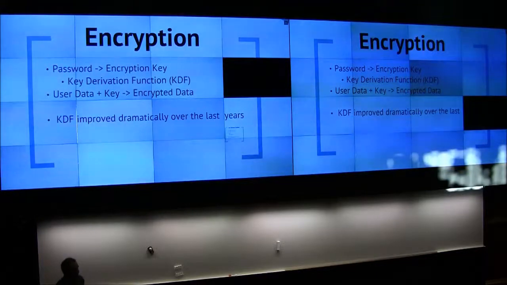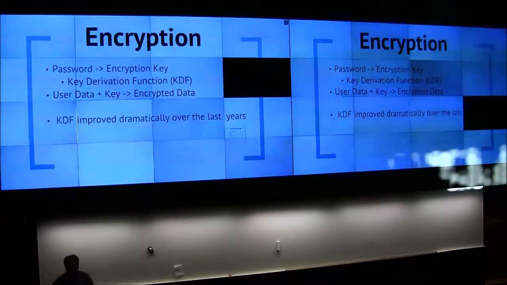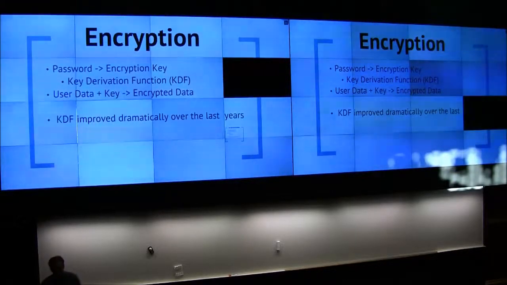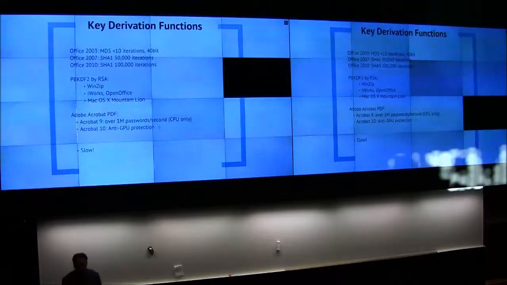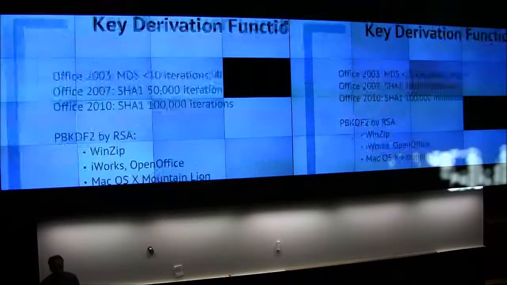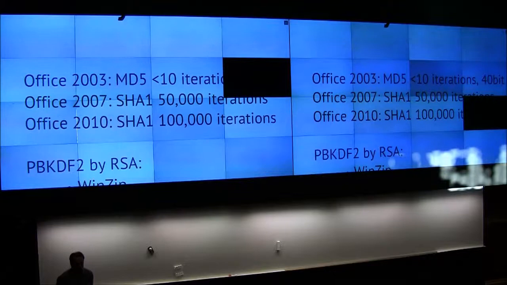When we have user data, an encryption key, and an encryption algorithm, we can encrypt the data and decrypt it, vice versa. KDFs have actually improved dramatically during the last several years in software that's used nowadays. So let's have a look. Let's start with Office. Before Office 2003, there was no protection at all. You could get the files decrypted instantly.